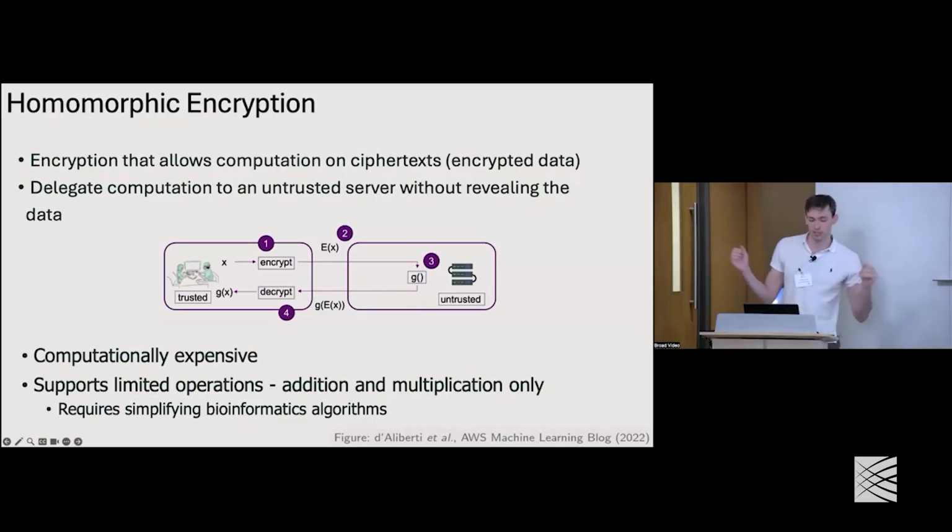This is, unfortunately, computationally very expensive. And unfortunately, the types of operations that we can do on this encrypted data are limited to additions and multiplications only. But that's nice because we can evaluate polynomials. So when we're trying to do bioinformatics algorithms, let's say this untrusted party is trying to do a GWAS, a genome-wide association study, we have to simplify those algorithms to only use additions and multiplications. This is really the message I want to take home and share with you today.